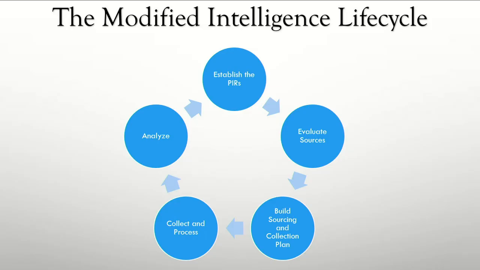This is a cycle, and all feeds into each other. But if we're just starting this right now, we want to establish the PIRs, the priority intelligence requirements that are going to answer those specific and key questions that decision makers need to know that will result in a business decision. So we have those. Now we have to evaluate our sources.